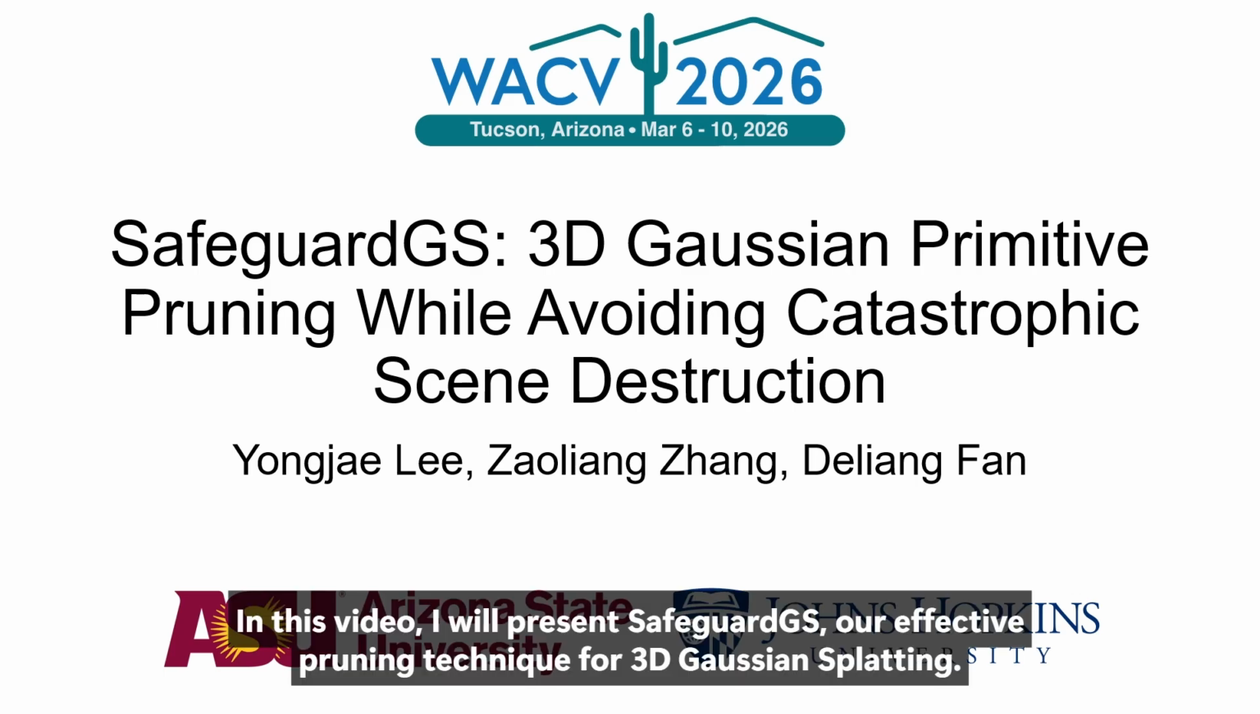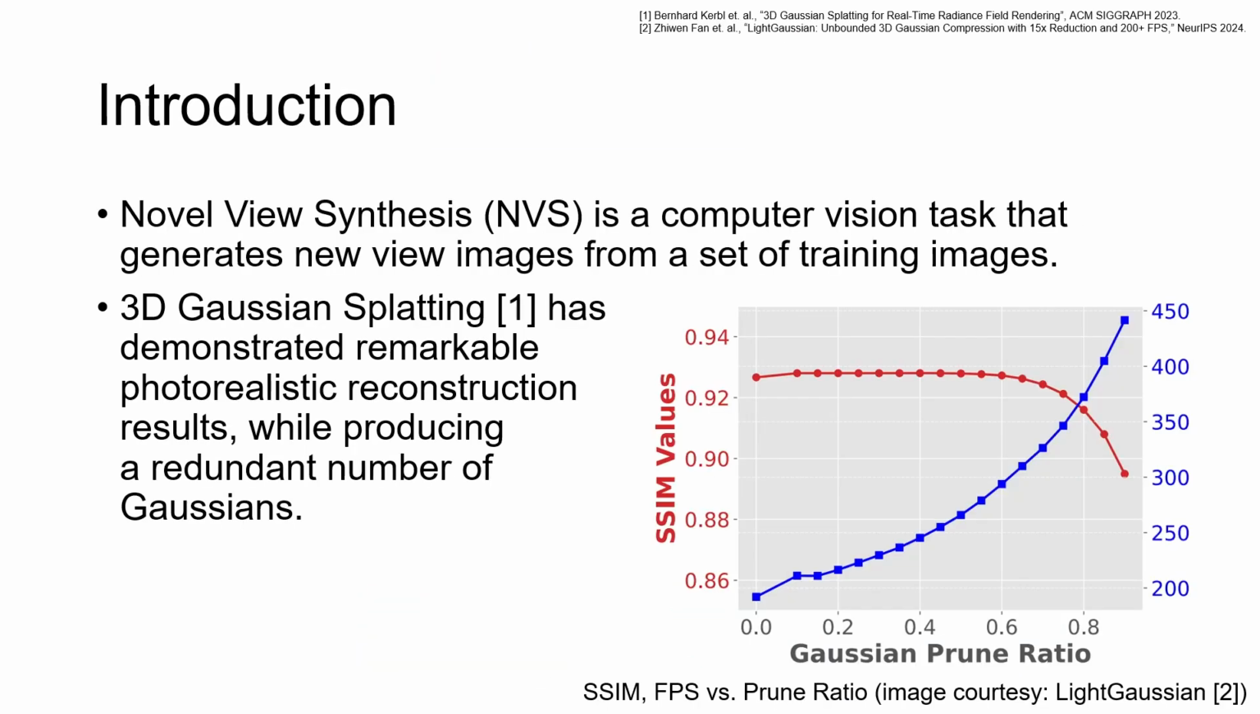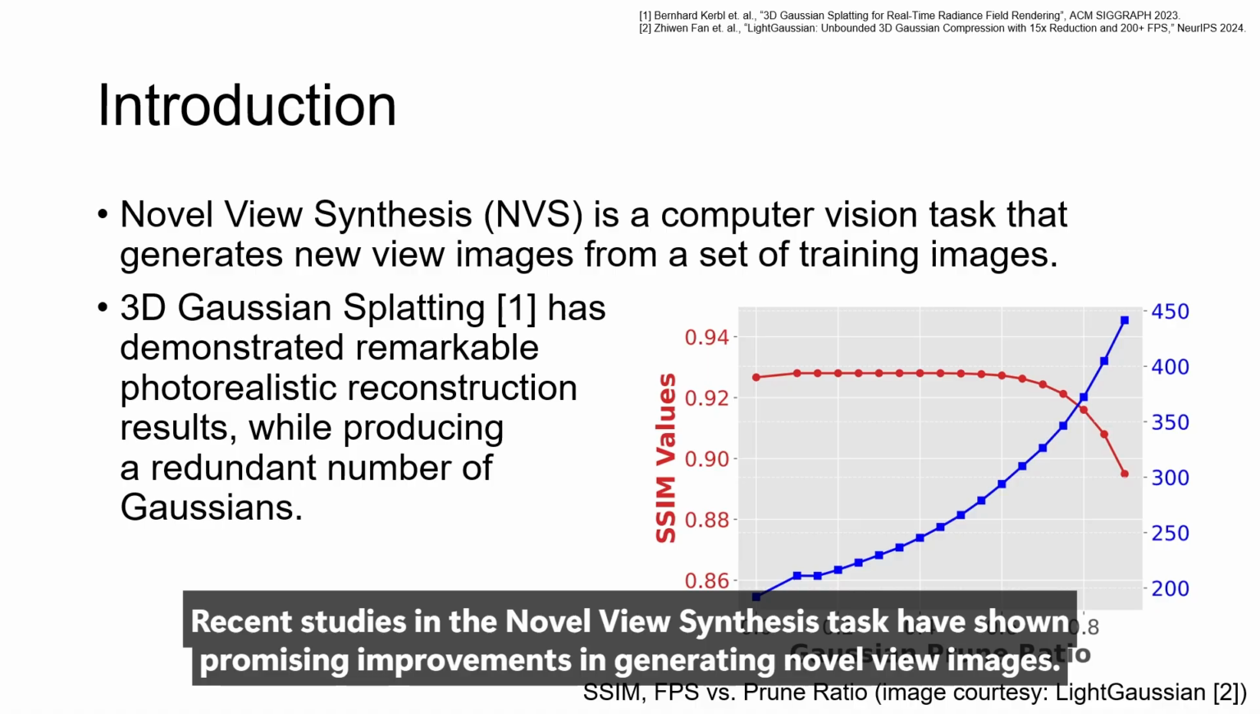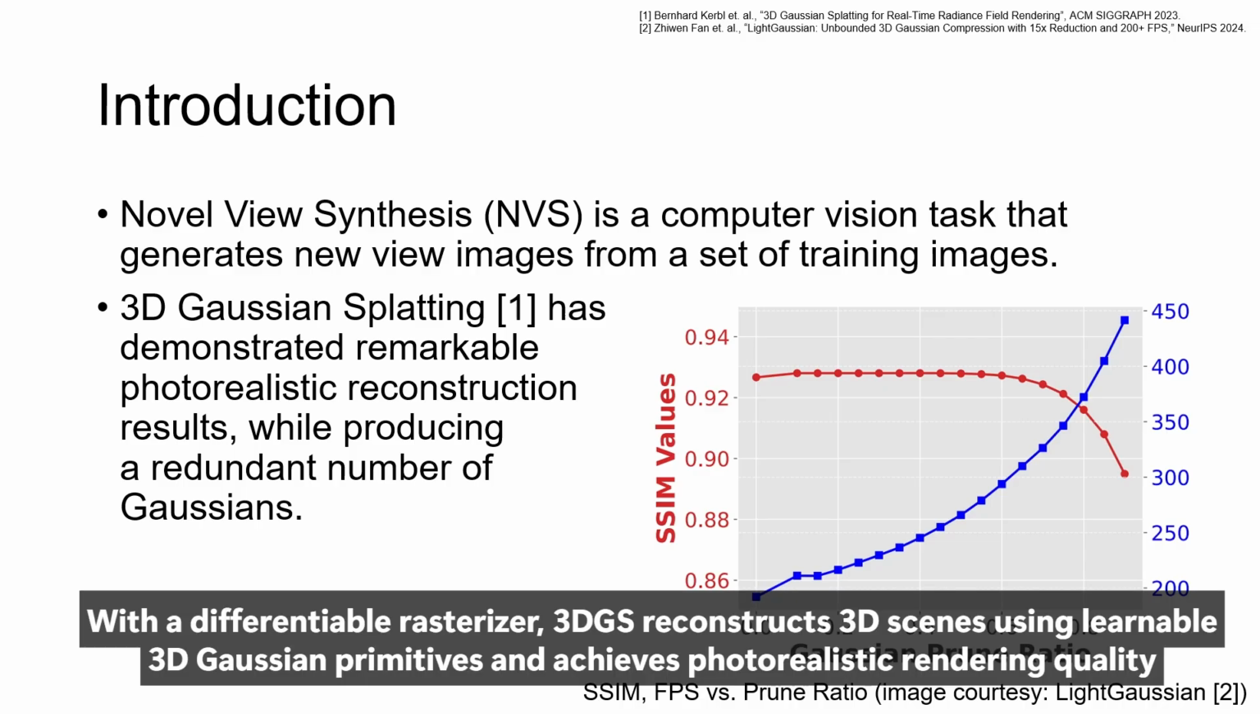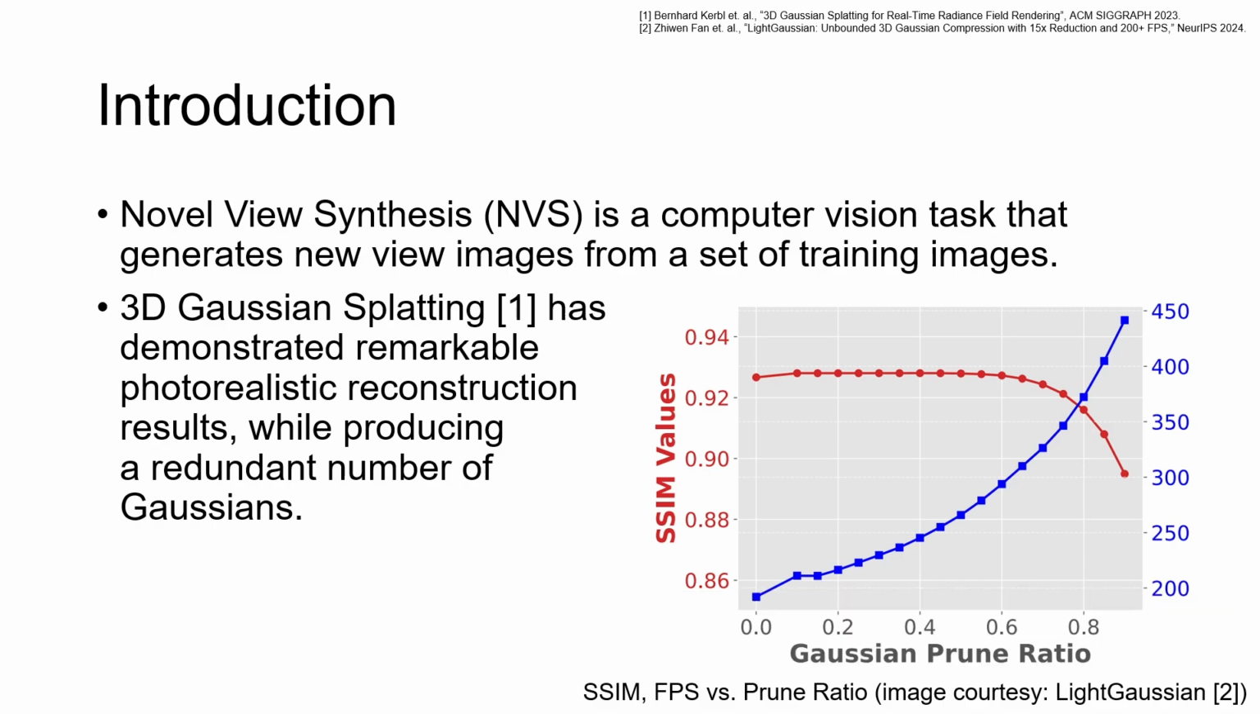In this video, I will present SafeguardGS, our effective pruning technique for 3D Gaussian splatting. Recent studies in the novel view synthesis task have shown promising improvements in generating novel view images. One of the most iconic works is 3D Gaussian splatting, commonly abbreviated as 3DGS. With a differentiable rasterizer, 3DGS reconstructs 3D scenes using learnable 3D Gaussian primitives and achieves photorealistic rendering quality.